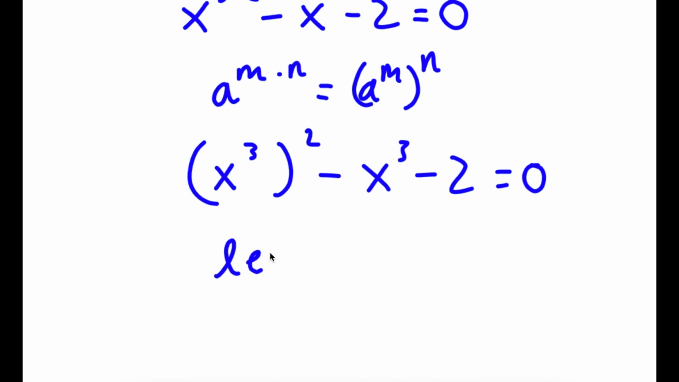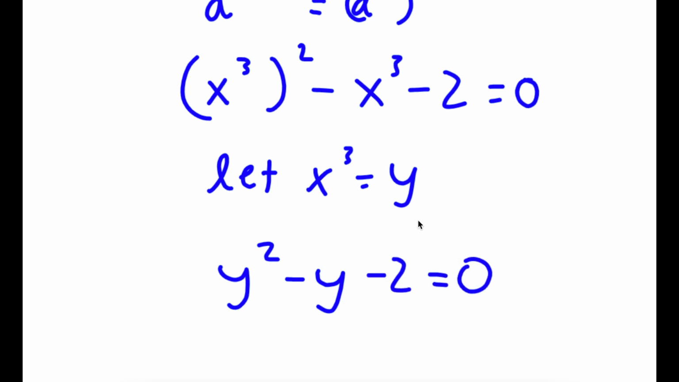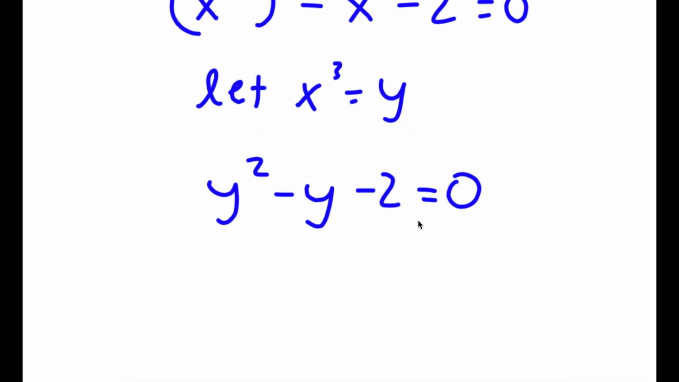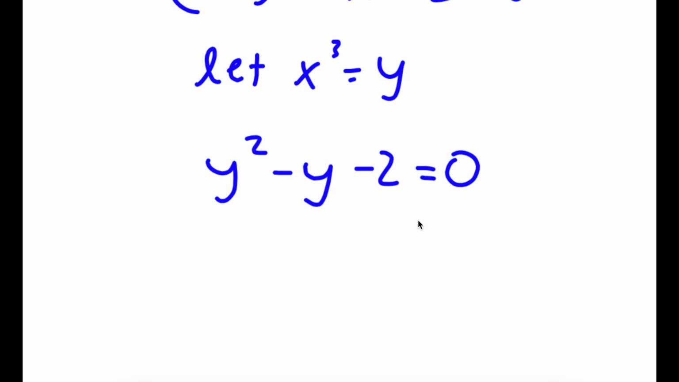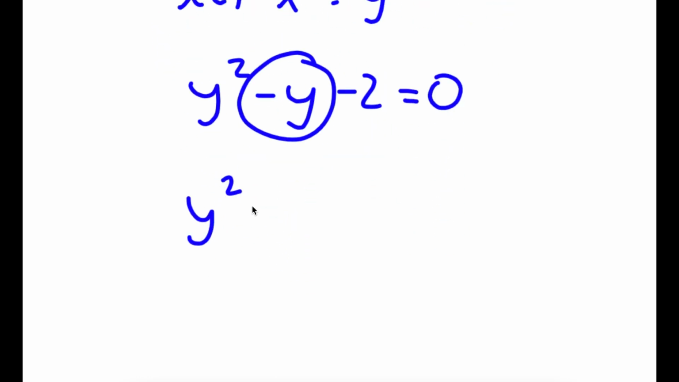Now, I'm going to let x to the power of 3 equal to the variable y. So if I replace y with x to the power of 3, I get y squared minus y minus 2 is equal to 0. So now to solve this, all I have to do is simply rewrite negative y here as negative 2y plus y.